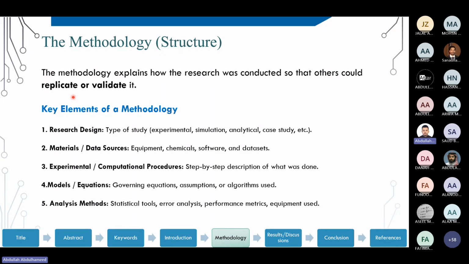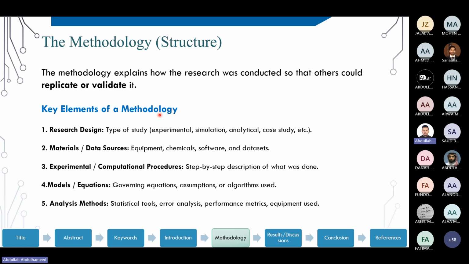Make it very clear. Validate means that if you are doing, for example, a simulation, maybe someone after you wants to validate the simulation by doing an experiment, and then they should have all the information. So now I will talk about the key elements of the methodology. I believe you are from different research areas, different disciplines, and different majors.